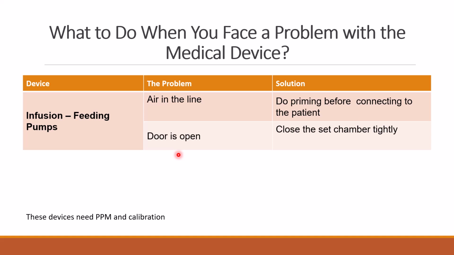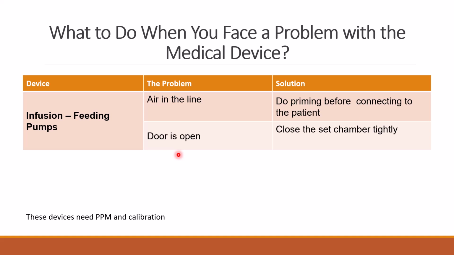When it comes to infusion and feeding pumps, here we have a set and we have the main unit. The most common problem with these devices is air in the line or in the set itself. It's very important after setting the set into the chamber or into its place on the device, like Frigo set, Kangaroo set, Alaris set, to do priming. It's just to let the air come out from the circuit lines.